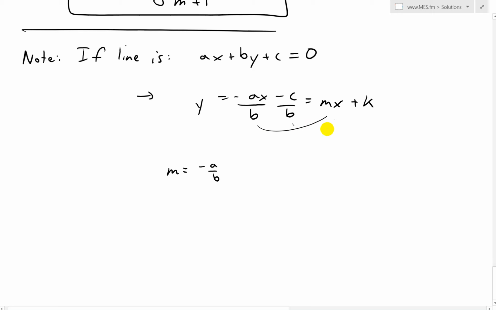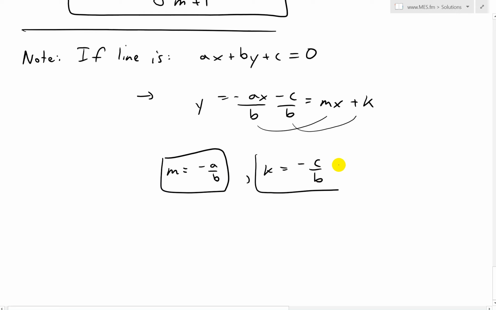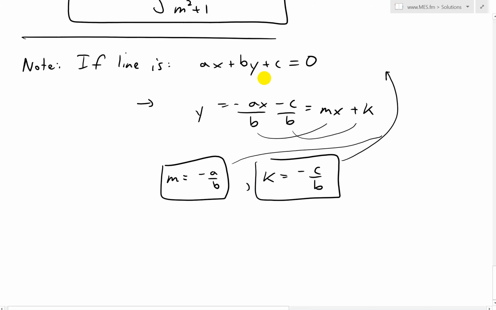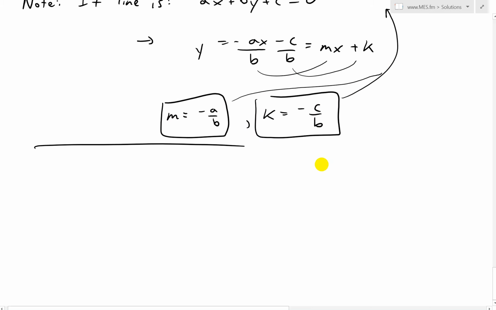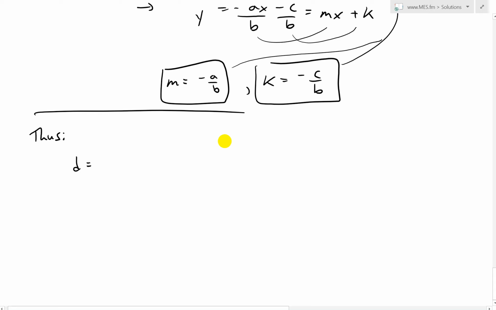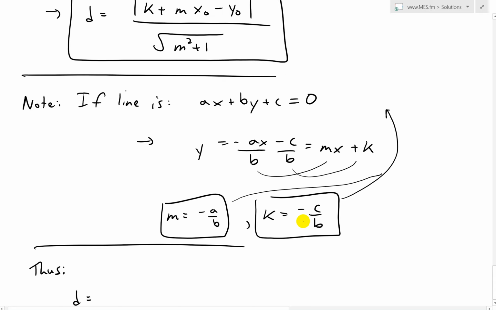This is this, and this one is this over there, and k is equal to negative c over b, like that. So I'll just circle these, and now we can throw these ones all the way inside over there, and this one as well. Throw them inside there, so thus we can get back to our usual formulation for distance. So we get d is equal to... So the k switched to that.